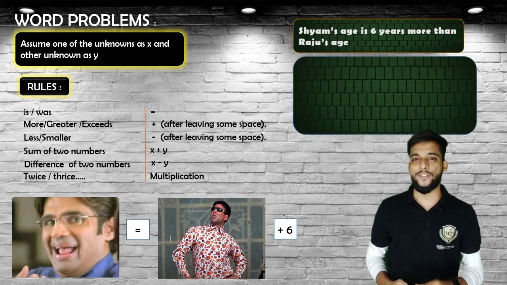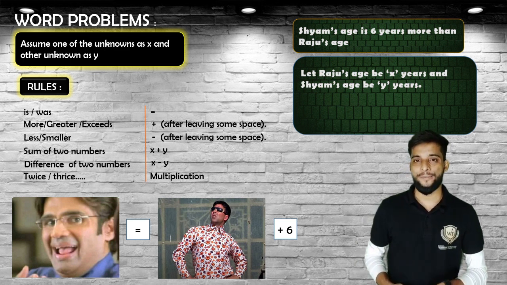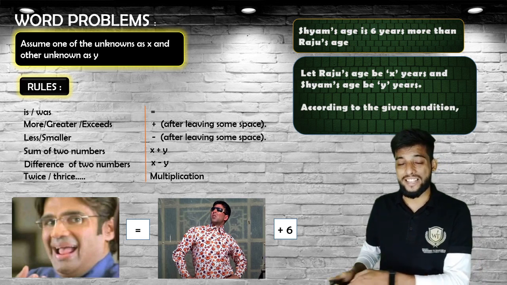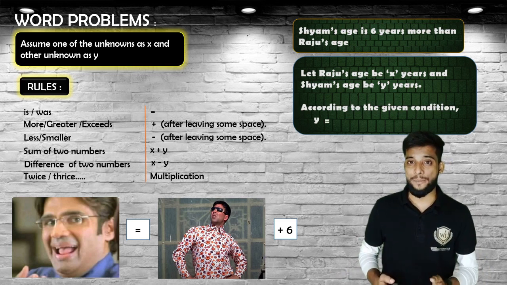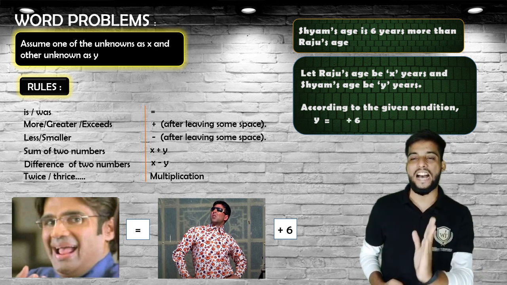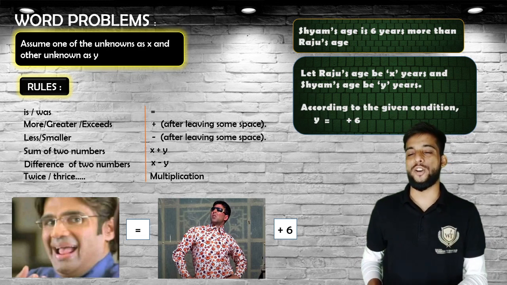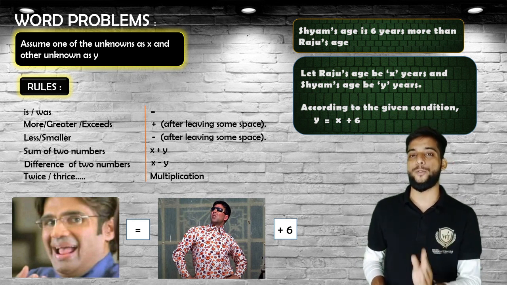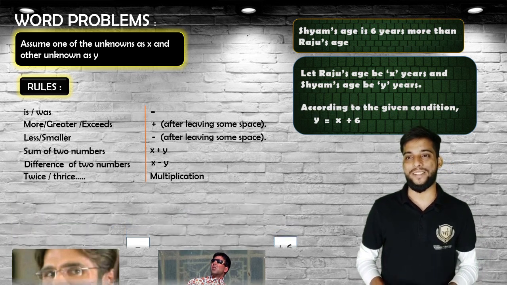So first thing is we are going to assume Raju's age as x and Shyam's age as y. And according to the condition given, it is said Shyam's age is, matlab y is equal to, right? Is की जगह पे is equal to 6 years more, matlab plus 6 after leaving some space. 6 years more than what? The age of Raju, which is x. So the equation is y is equal to x plus 6, students. I hope you have understood the example, right?